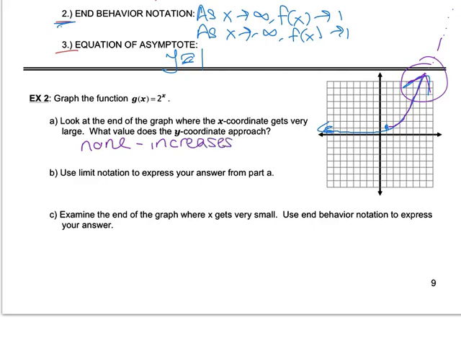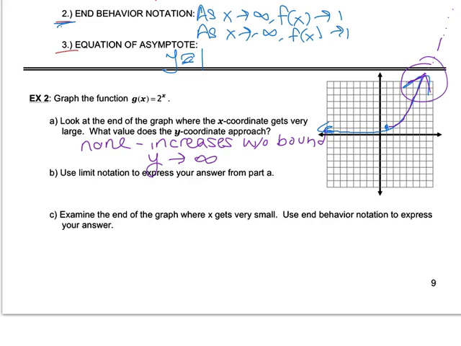Increases without bound means it's not bound by any asymptote. So basically that means y is approaching infinity. Use limit notation to express that. Limit notation was the first notation we looked at in the first example, describing the limit as x approaches infinity.